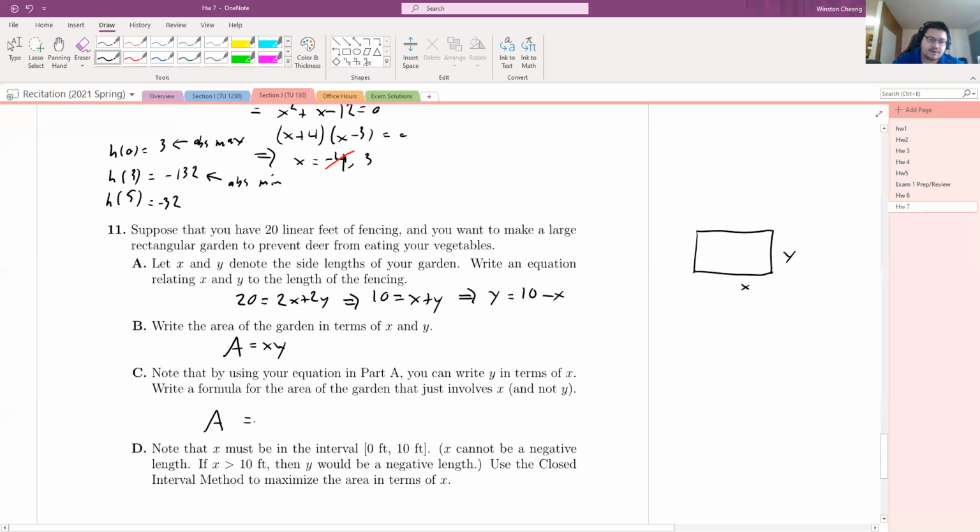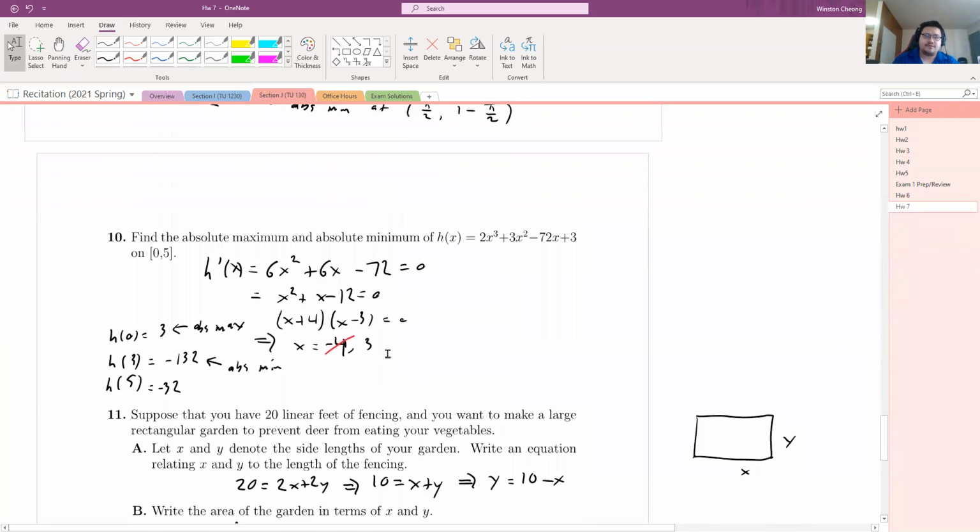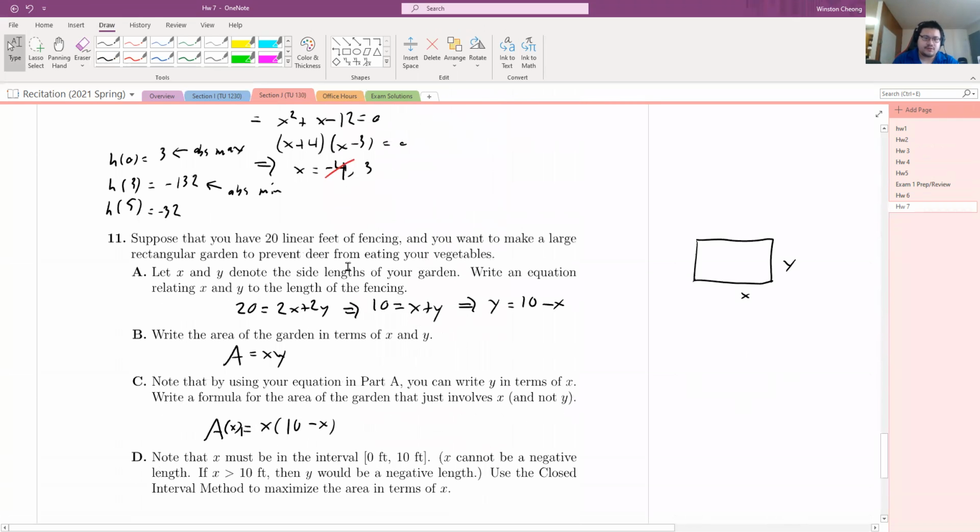So we get A is equal to x times (10 minus x). And I left this extra space here because I want you to think of this now as a function of x. A is now a function of x. That's great because now we can run through this optimization process that was part of part 10, basically, as well as, I guess, part 9 as well.